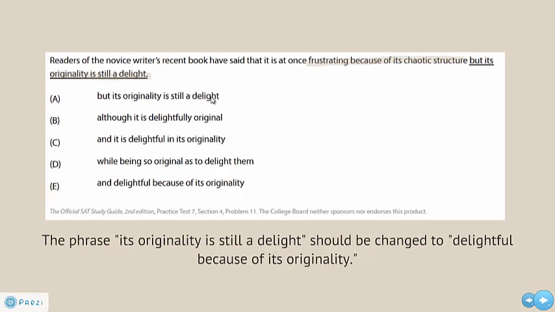In order to correct this sentence, the phrase, its originality is still a delight, should be changed to match the structure of frustrating because of its chaotic structure. This can be done by changing it to delightful because of its originality. The newly corrected sentence would read, readers of the novice writer's recent book have said that it is at once frustrating because of its chaotic structure and delightful because of its originality. That's exactly what choice E does, so that's why it's the correct answer.